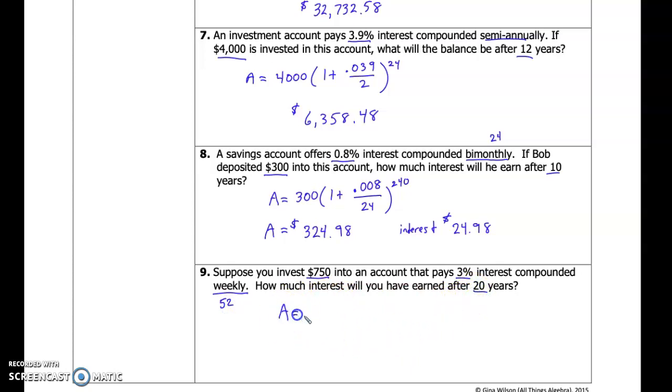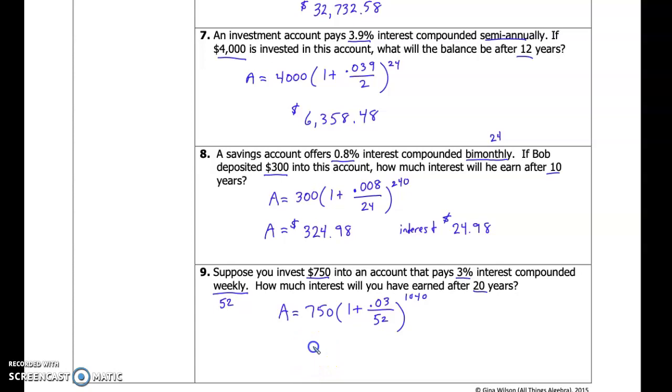All right, so start by finding the total amount. Okay, so $750, 3% is 0.03. Weekly is 52. And then n times t, so 52 times 20. I just did that quick on my calculator. It's 1,040. So this whole thing goes in the calculator.